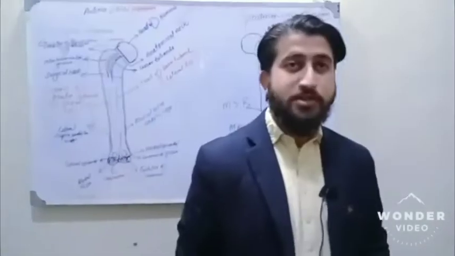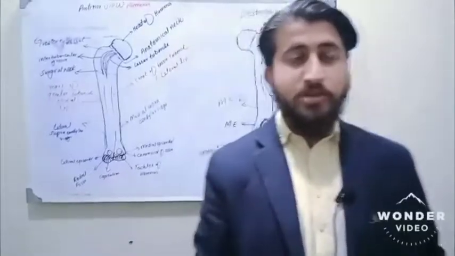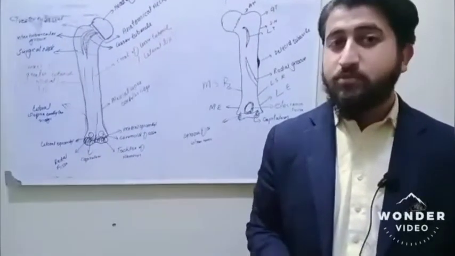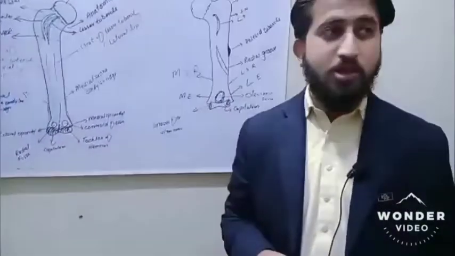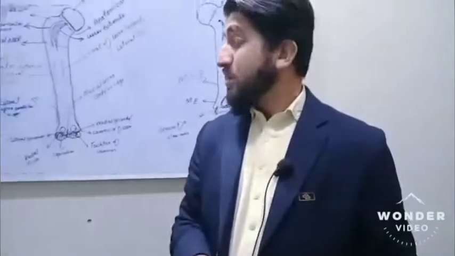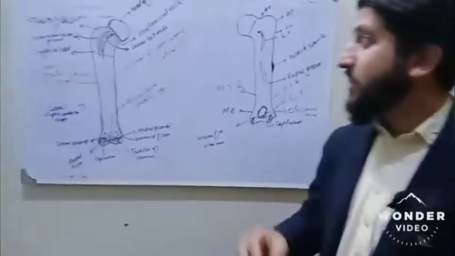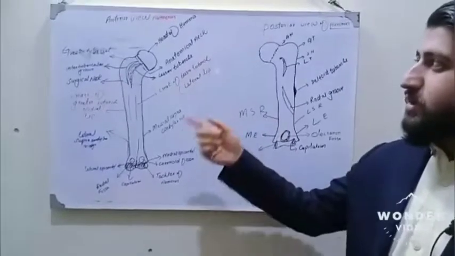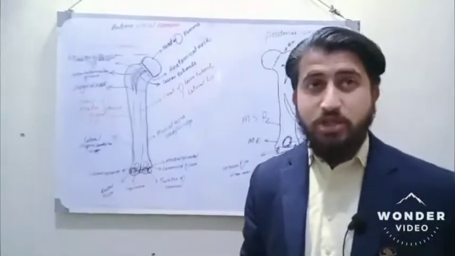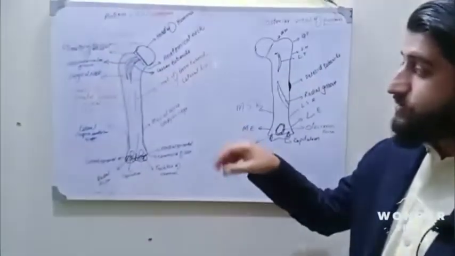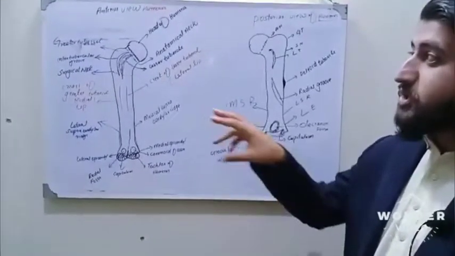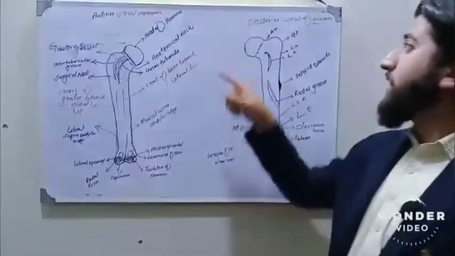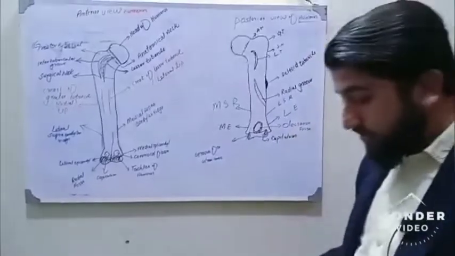Bismillahirrahmanirrahim. Now we will discuss the human skeleton. First of all, we will discuss the osteology of the human body. Our first topic is the humerus. We will first discuss the anterior view of the humerus bone, and then the posterior view of the humerus bone.